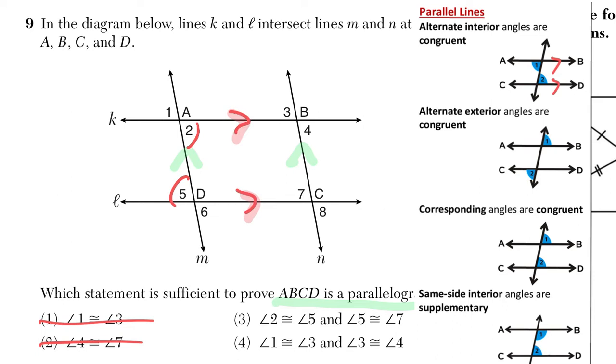And then let's take a look at the second half of option number 3. Angle 5 is congruent to angle 7. So if angle 5 is congruent to angle 7, what do I know? Those are, in fact, corresponding angles. And so we can now prove that line M is parallel to line N, meaning that we've just proved that ABCD is a parallelogram because opposite sides are parallel.